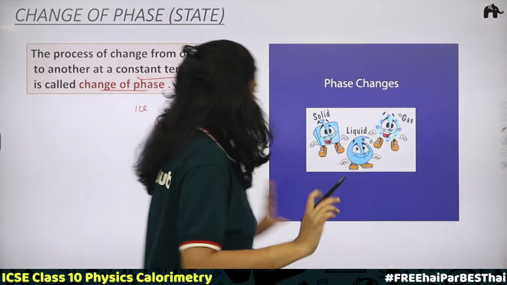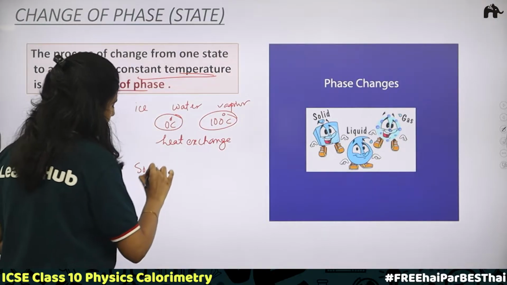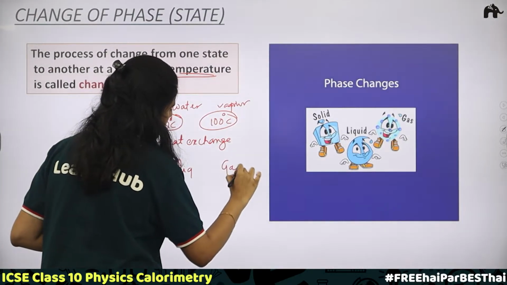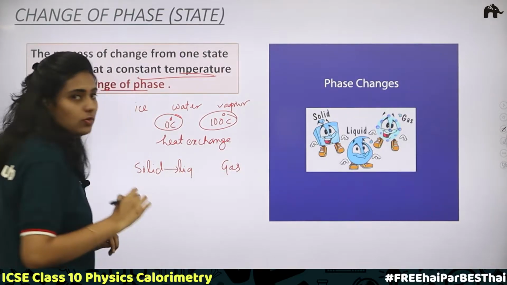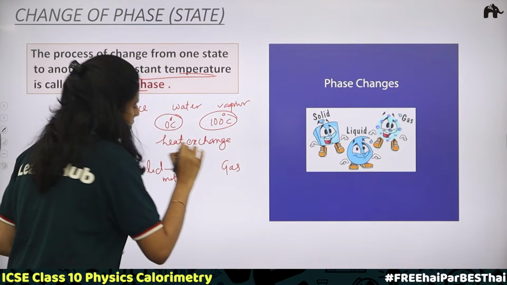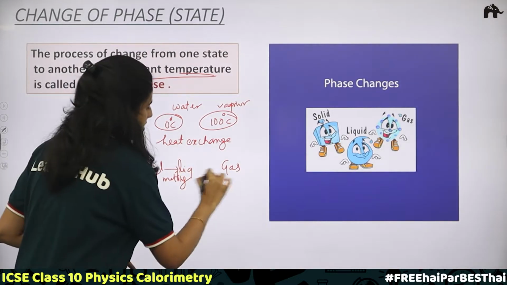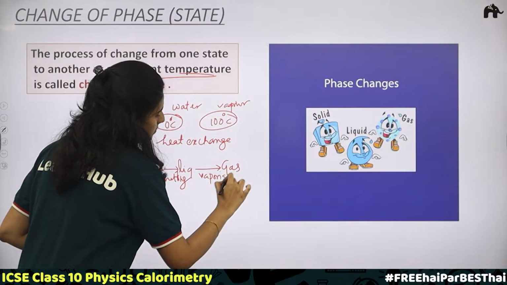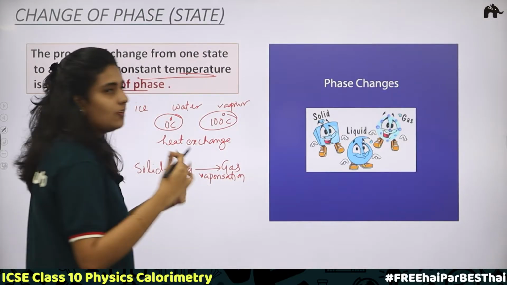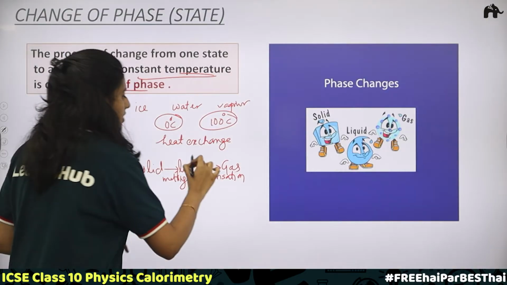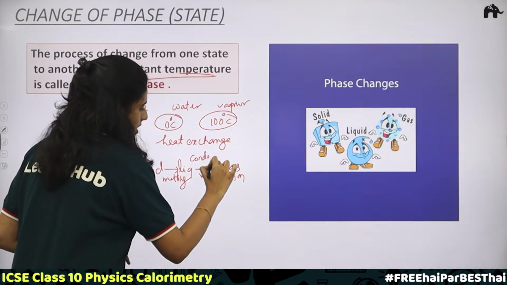So when you take the solid, liquid and gaseous states, to convert solid to liquid, you are melting the solid. Now liquid to gas. This process is called vaporization. Now the reverse process, to convert gas to liquid. Gas to liquid conversion is condensation.